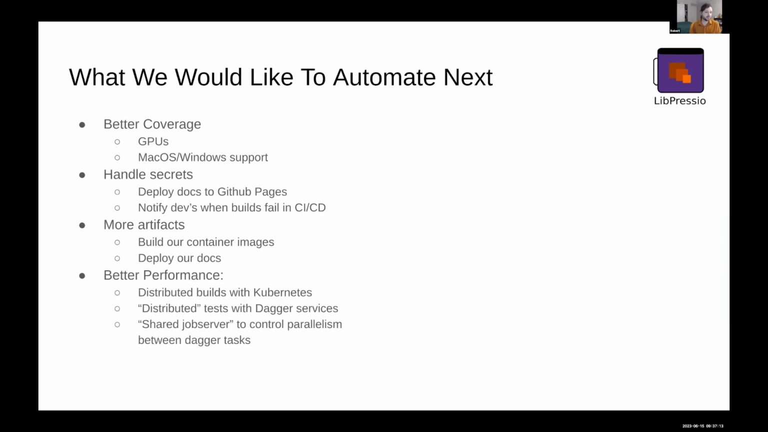Other things that we would like to adapt within Dagger in the near future would be better coverage. So this would be integrating the stuff to test GPU-based codes, testing macOS and potentially Windows as those are available. We want to leverage the features that were rolled out in one of the more recent versions of Dagger to handle secrets, to deploy our docs to Google Pages, and to notify the various developers when builds fail in CI/CD. And then we want to potentially produce more artifacts and continue to look for ways to improve the performance of our CI/CD pipeline, distributing builds, implementing this shared job server mechanism to better share resources between Dagger's various tasks.